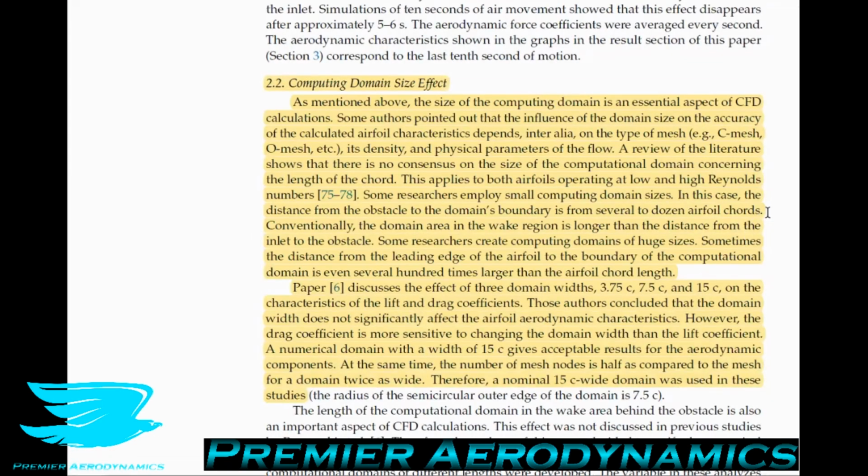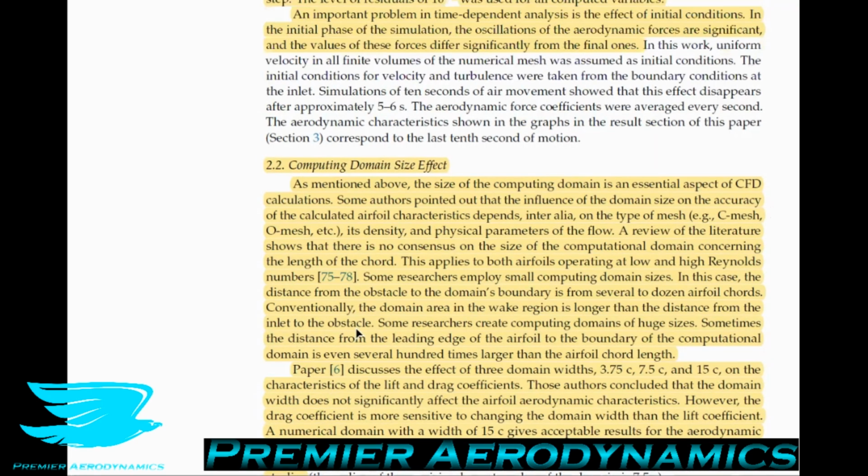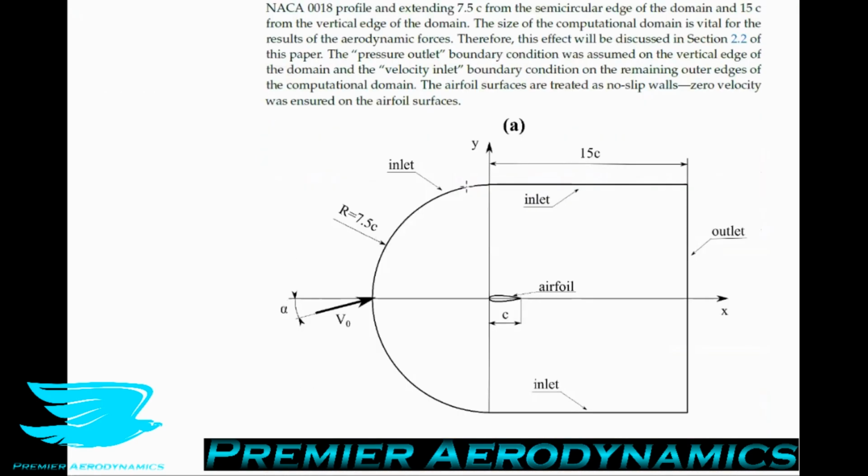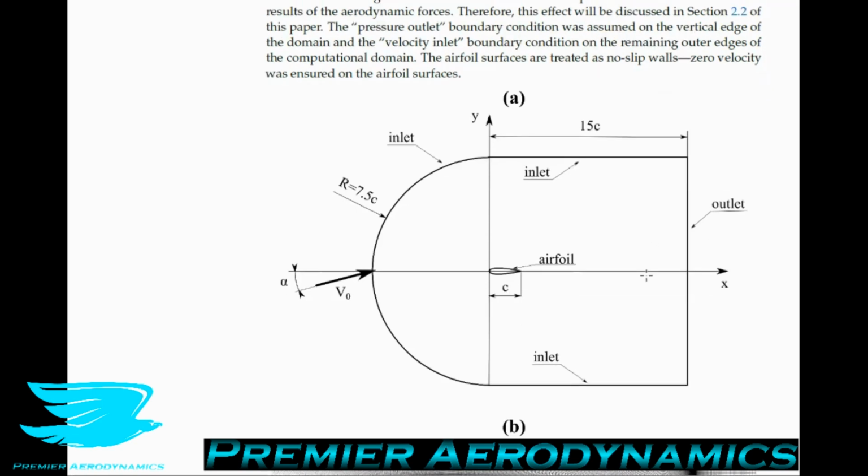In this case, the distance from the obstacle to the domain's boundary is from several to dozens of airfoil chords. Conveniently, the domain area in the wake region is longer than the distance from the inlet to the obstacle. And this is very standard. So they have the airfoil closer to the inlet compared to the outlet, and this is because of the wake of the airfoil. The wake needs to develop properly so you can have not only the lift and drag being right, but also the upstream effects that this wake has to be correct as well, because you have this feedback mechanism. So having a decently sized outlet, far away enough from the airfoil, is a good idea. But you also want to have the airfoil quite far away from the inlet, because you do have these upstream effects that I mentioned earlier.